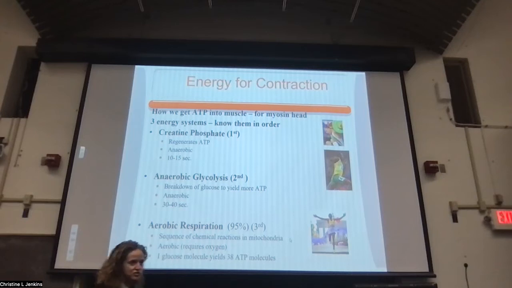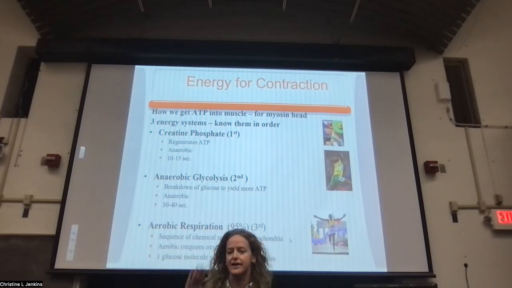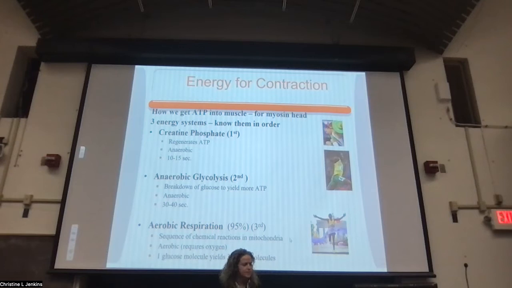All the rest here is extra. Be able to put them in order. Creatine phosphate energy system, anaerobic, and then aerobic. Be able to put them in order. Creatine phosphate, anaerobic, and aerobic.